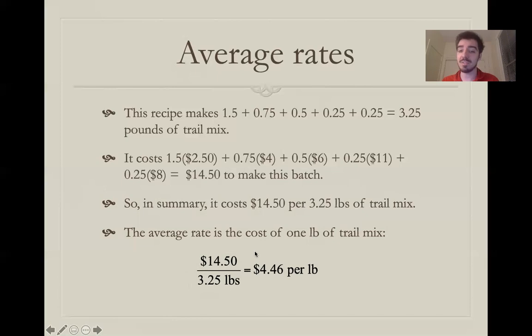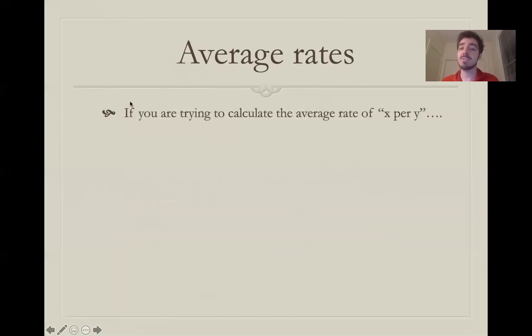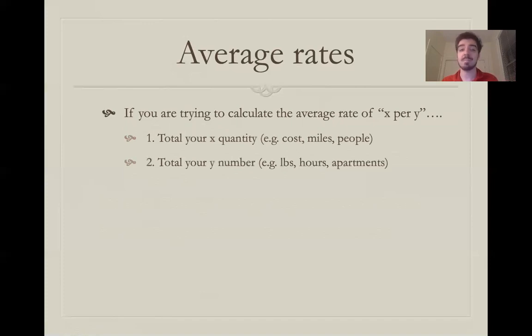So here's what we just did. If you're trying to figure out the average rate of something, which is often going to be asked of you in the form x per y, there's 3 steps. First, figure out how much x you have, so how much money it costs, how many miles it swam, how many people there are. Total your y number, how many pounds it was, how many hours it took, how many apartments there were. And then divide your x total by your y total.